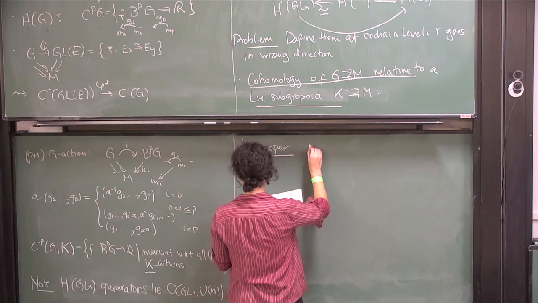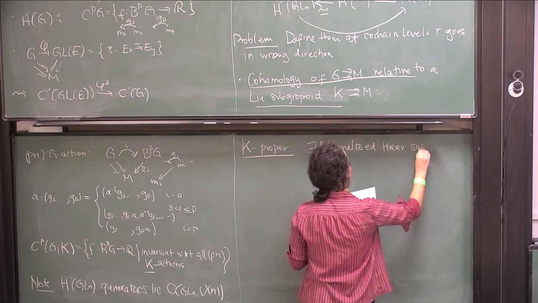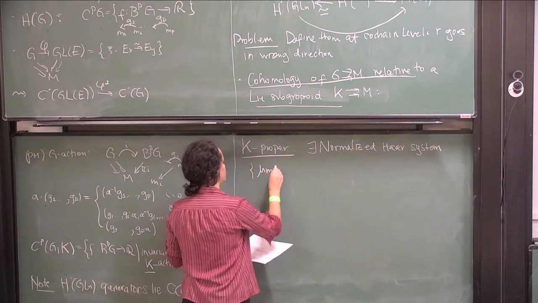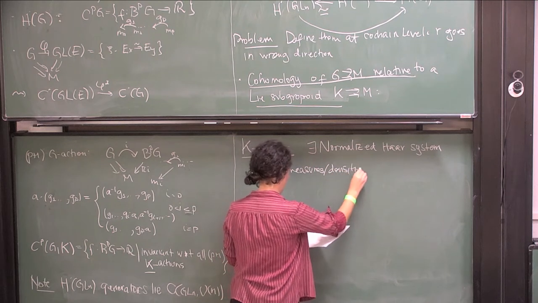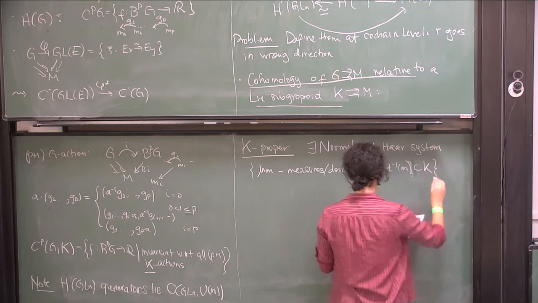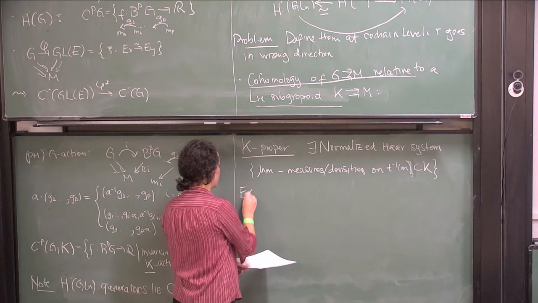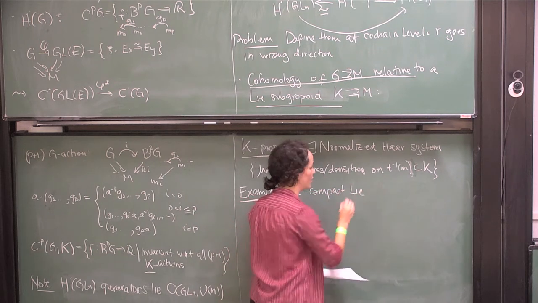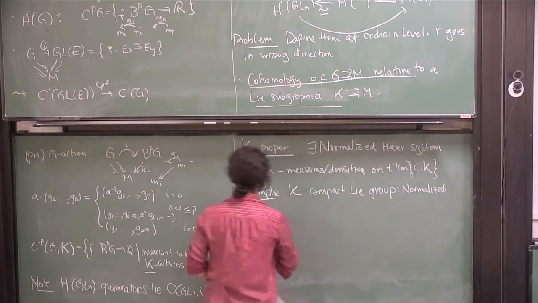Okay? So here there exist normalized Haar systems, I think is the name. You can look at a paper of Joao and Marius, they talk about this. So these are like measures or densities on each of the fibers so that they vary smoothly and in a left invariant way. But what I say here is that I'm interested in just integrating. So one example is if K is a compact group, then there is a canonical one, which is the normalized invariant Haar measure.